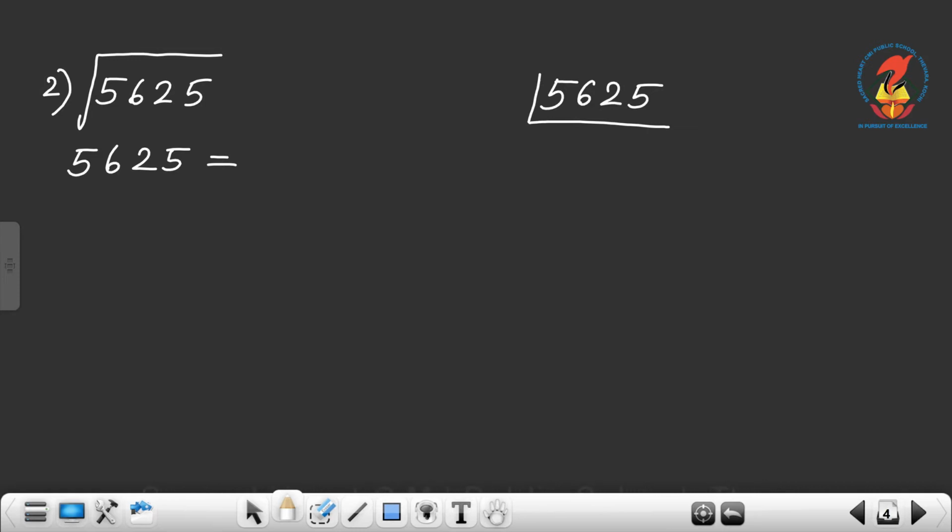Then we can start with which number? The ending digit is 5, so we can divide by 5. So 1 time, then here also 1 time, then 2, 5. If you are not getting the quotient, do the division separately, find the quotient and write it here.